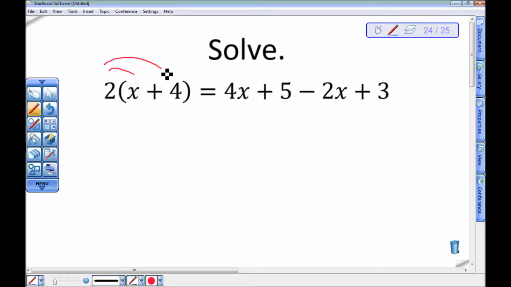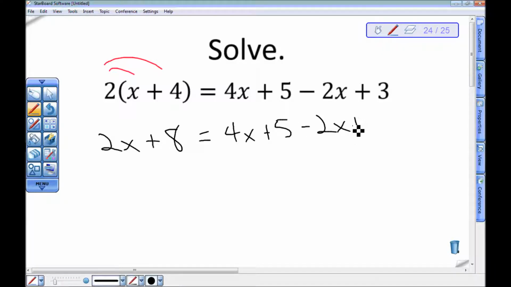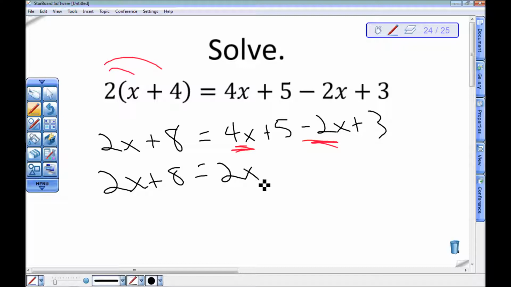Looks like I need to distribute. So this is 2 times x is 2x. I'll be writing in black, thank you. 2 times x is 2x, 2 times 4 is 8. This equals 4x plus 5 minus 2x plus 3. Okay, this side is good, 2x plus 8. This side over here, let's see, I've got a 4x, here's a minus 2x. 4x minus 2x is 2x. Then here's a plus 5. Here's a plus 3. 5 plus 3 is plus 8.